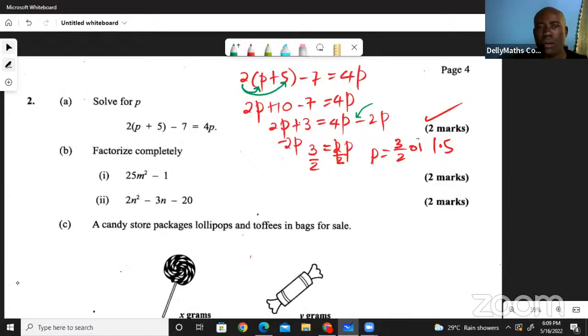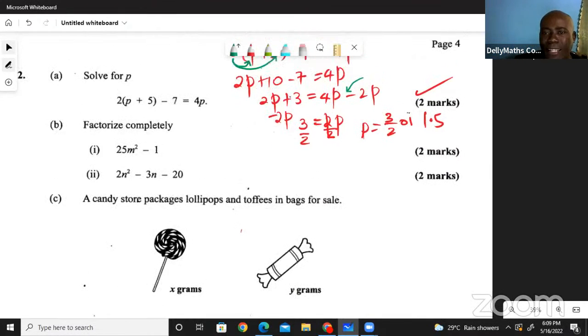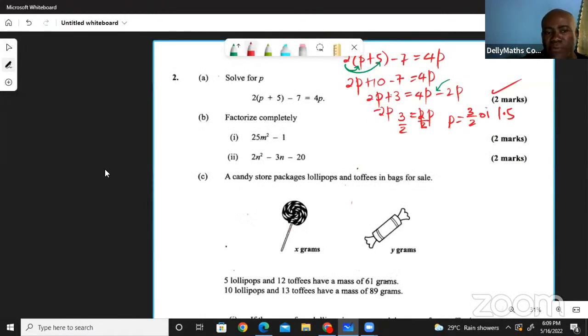All right, let's go. So the next question is a factorization question. So we're going to be factorizing now. It says factorize completely. And this factorization, let me put it to the right. So it says factorize completely, and we're looking at 25m squared minus 1.